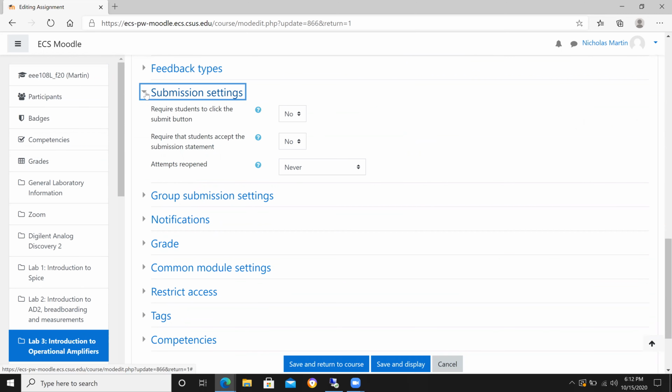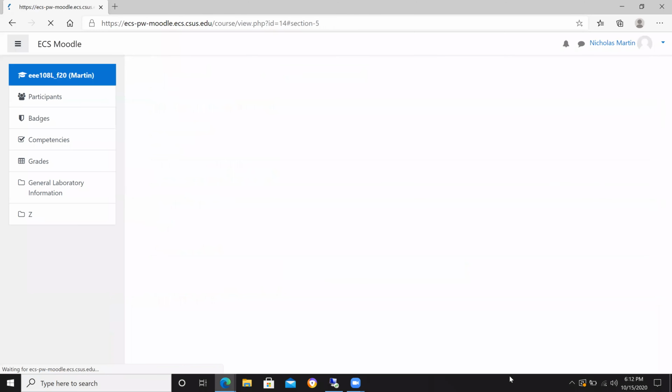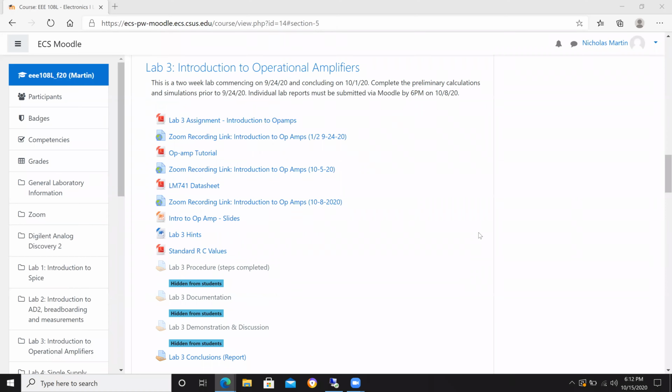Go to submission settings. Require students to click the submit button. I don't know. I'll change it to yes, see if that helps. Okay. All right, let me come back. Seems like there's a lot of activity right here, right now.